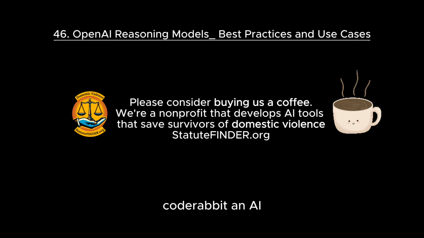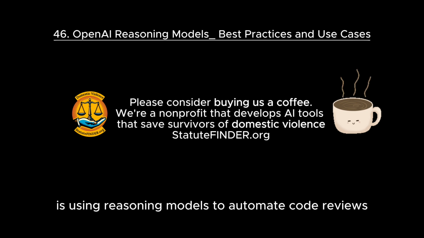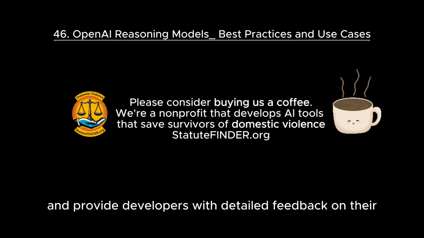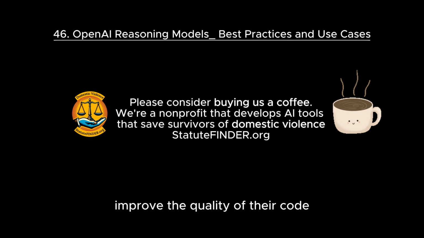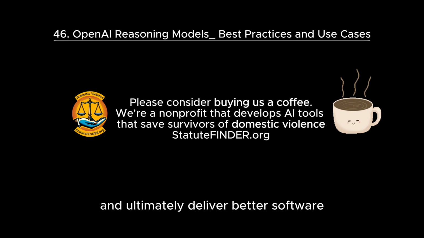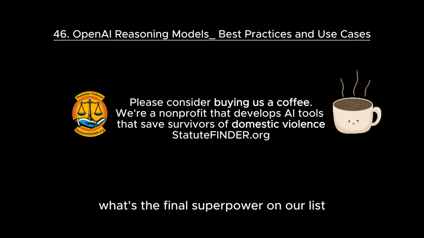Absolutely. CodeRabbit, an AI code review startup, is using reasoning models to automate code reviews and provide developers with detailed feedback on their code. This helps developers catch errors early on, improve the quality of their code, and ultimately deliver better software. Okay, so reasoning models are like the ultimate code quality assurance team. What's the final superpower on our list?